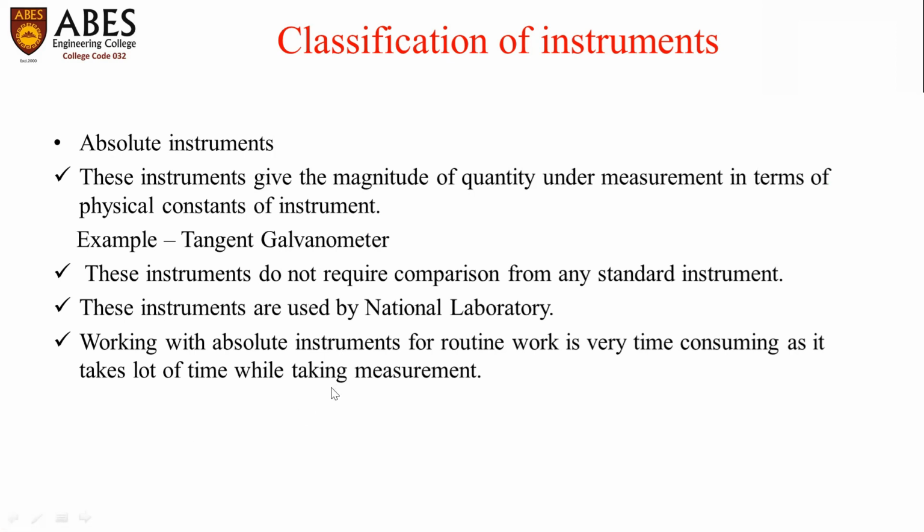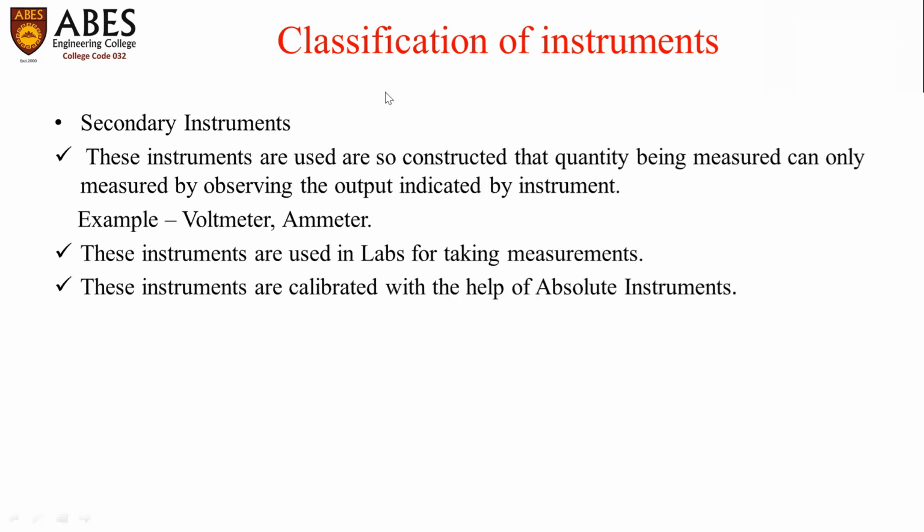So generally we go for the secondary type instruments when we want to demonstrate to the students how the current is measured through the ammeter and how the voltage is measured through the voltmeter. In that case, we go for the secondary instruments. They are at cheaper rates and easily available from different manufacturers who design these ammeters, voltmeters, and wattmeters. They refer to some standard instrument for the calibration, and it might be the tangent galvanometer and other types of absolute instruments that can be used by them.